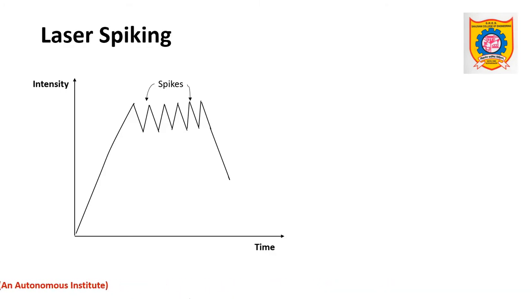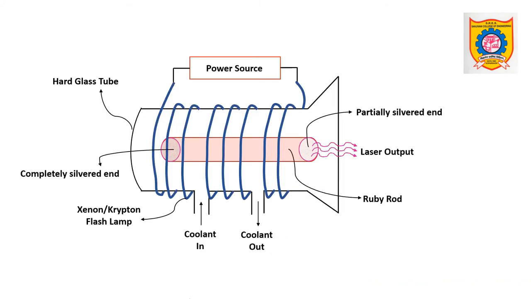So this way we have discussed how this ruby laser works and what its construction is. In the next module, we will discuss the next type of laser, that is the ND-YAG laser.